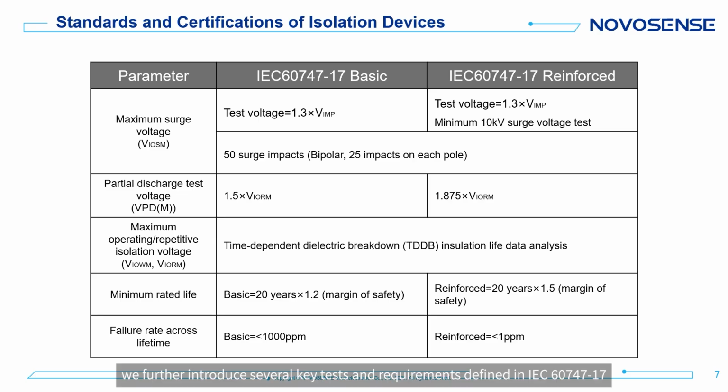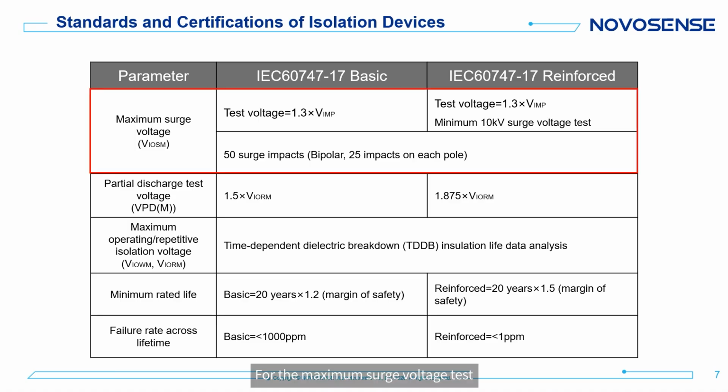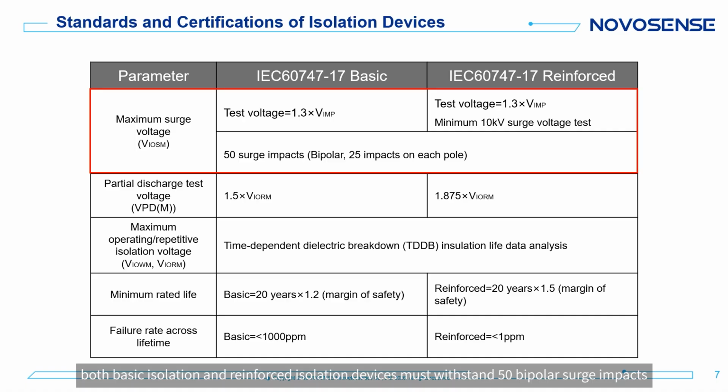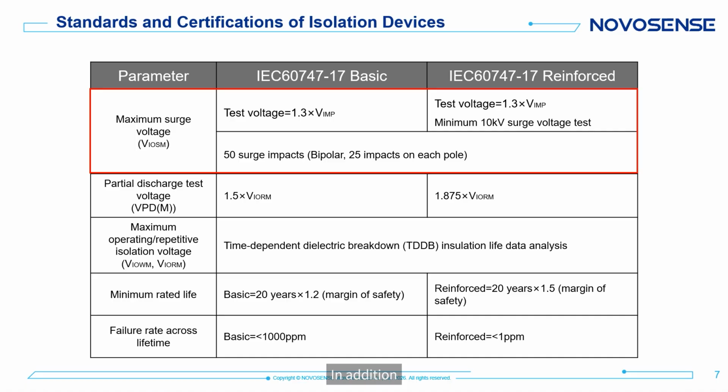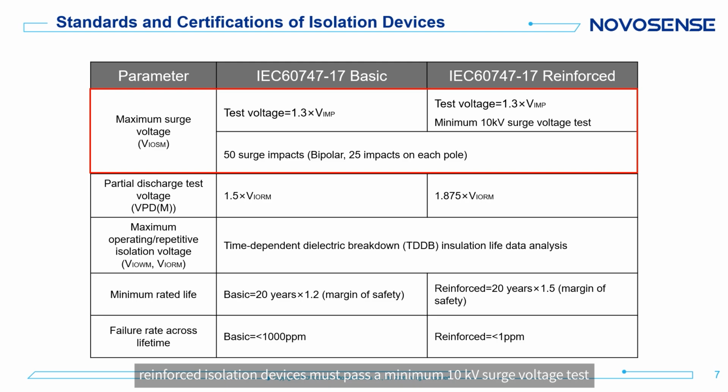On this page, we further introduce several key tests and requirements defined in IEC 60747-17. For the maximum surge voltage test, both basic isolation and reinforced isolation devices must withstand 50 bipolar surge impacts. The measured voltage must not exceed 1.3 times the maximum surge voltage specified in the datasheet. In addition, reinforced isolation devices must pass a minimum 10 kV surge voltage test.